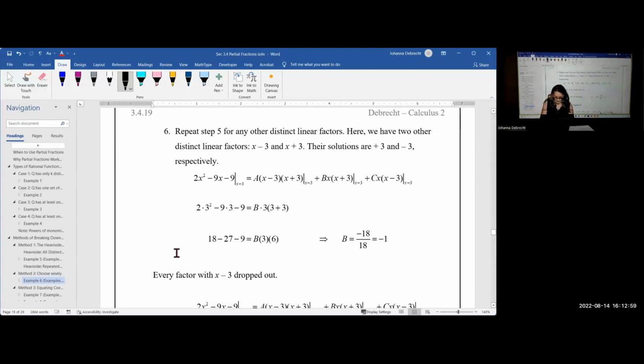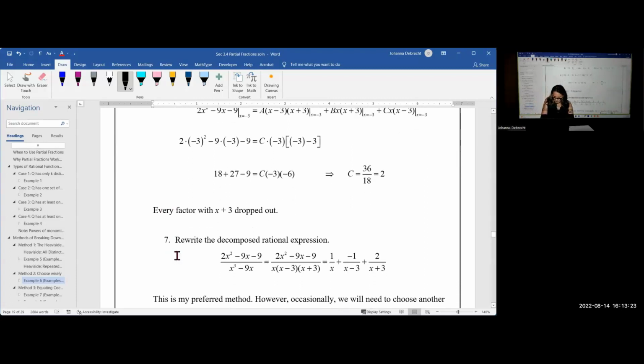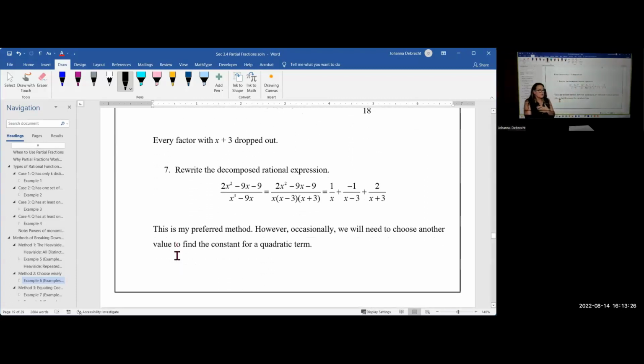And then we can repeat the last one, which is the factor x plus 3, which has solution x equals negative 3. Anything that has the factor x plus 3 is going to disappear and drop out because it'll be 0. And then we'll be left with just this term on the right. And we get that c is equal to 2. And then we can write our decomposed expression like this. This is my preferred method of doing it. Now, occasionally, we will need to actually just pick another value because we'll still have some unknown left. This happens sometimes when we have quadratic terms.